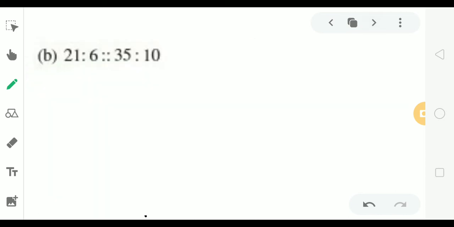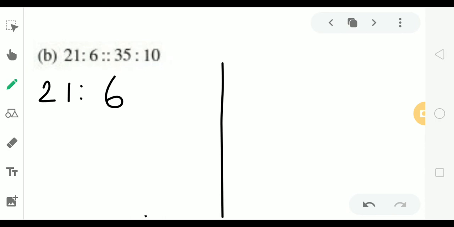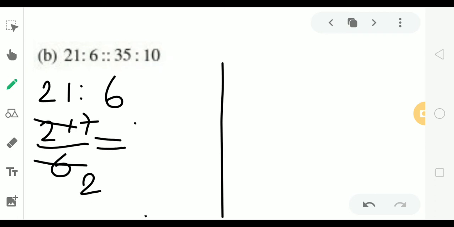See the next one, 21 is to 6 and 35 is to 10. So we divide 21 is to 6, and 21 is to 6 is same as 21 upon 6. In the 3 table, 21 is 7 times, 6 is 2 times. So we get this as 7 is to 2, simplest form.